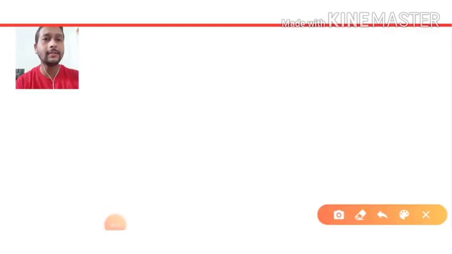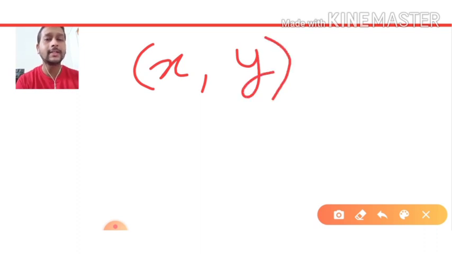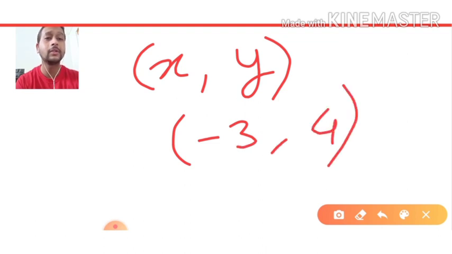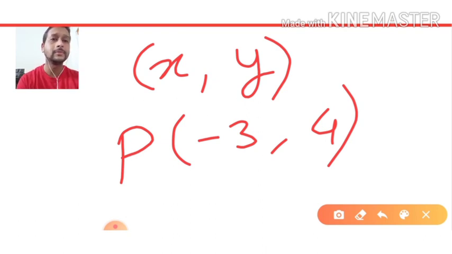One important thing you have to know: the coordinates are always written as x comma y. For example, you can write (-3, 4); you can have any values. This is a coordinate, that means this is a point. If you name the point P, then P is a point, and the coordinate of this point is (-3, 4). Now we can plot this point on graph paper or on plain paper.